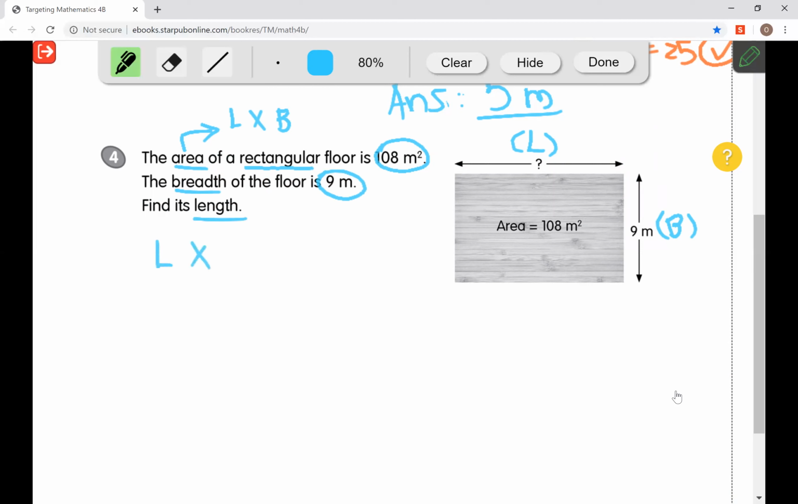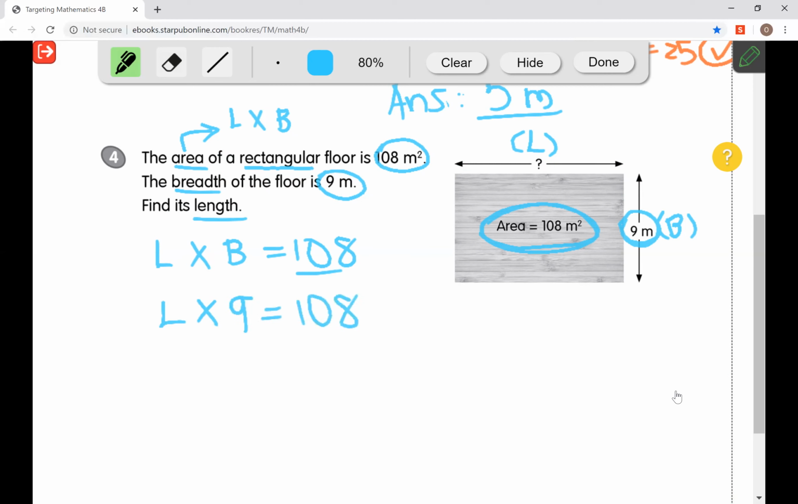So we know that L times B, length times breadth, is 108. The area is given to us, it is 108. Breadth is also given to us, it is 9 meters. But we do not know the length, so we'll just leave it as L. To find the length, we have to take 108 divided by 9. So do your long division.